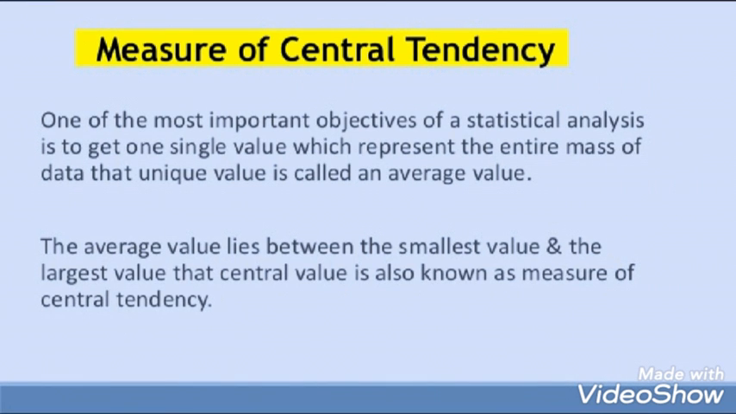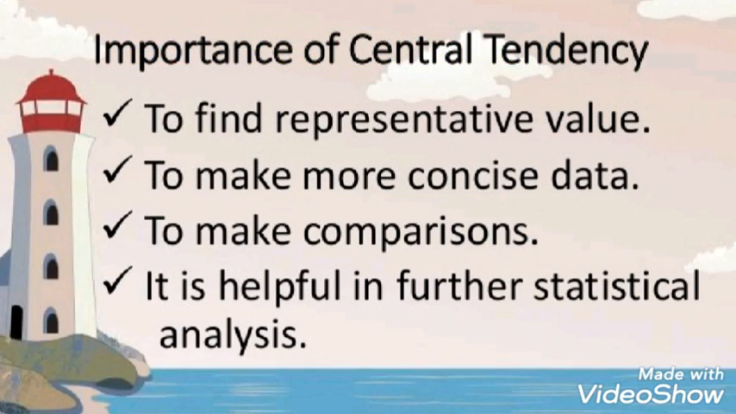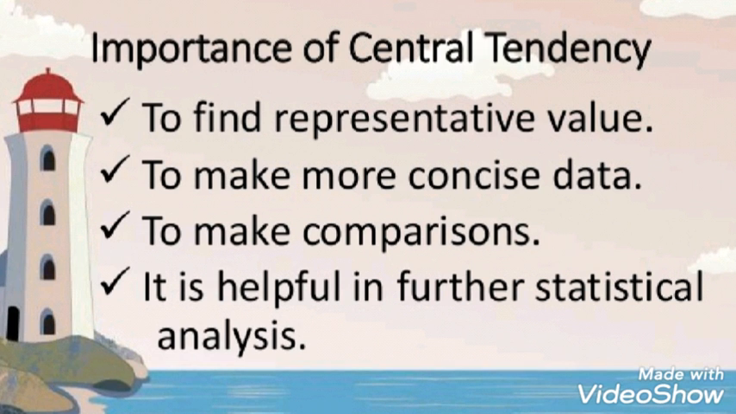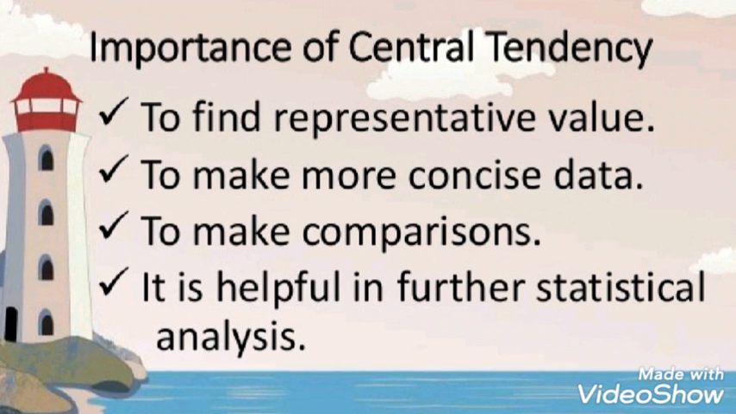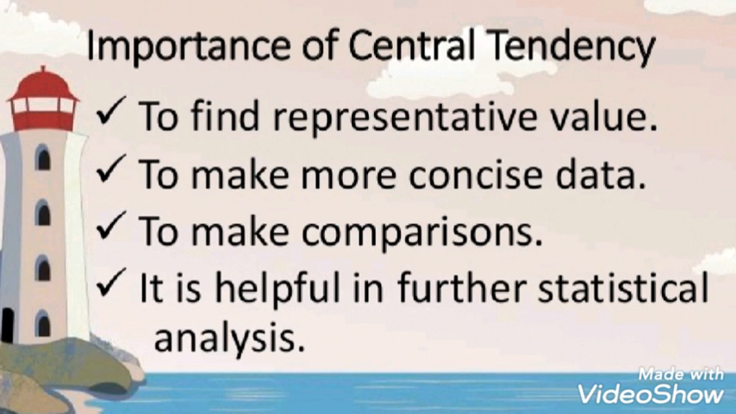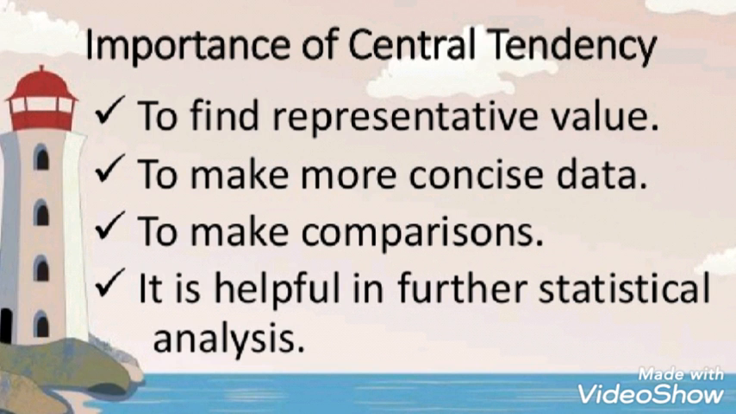Now see what is the importance of central tendency. Central tendency helps to find out the representative value. Whatever you have collected, it helps you to find that value. Then it makes data more concise. Concise means very specific. Whatever data you have collected during your research process, you cannot submit all of it in the presentation. If your data is 10 pages, you cannot submit it in 10 pages. You have to make it short. So that is your concise data. Central tendency makes your data short and helps you to present.